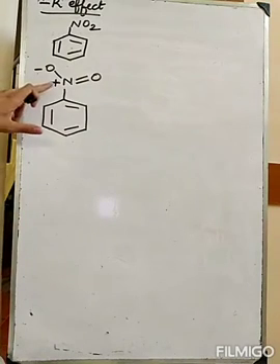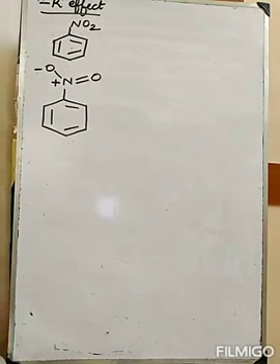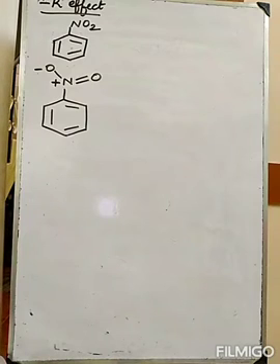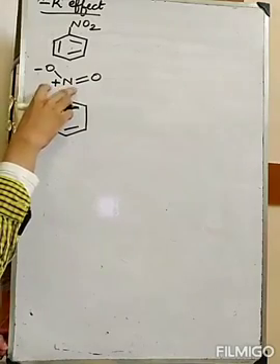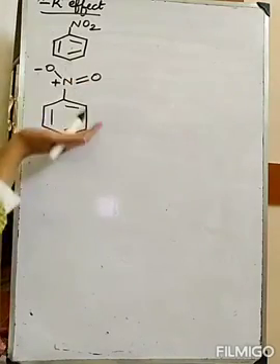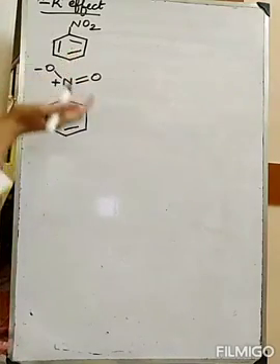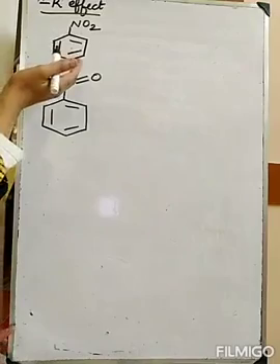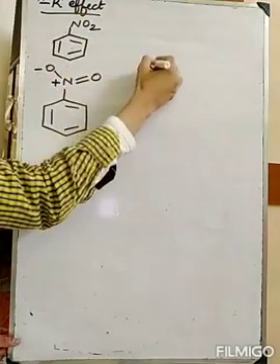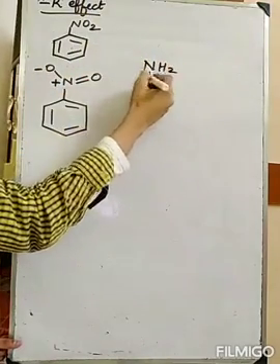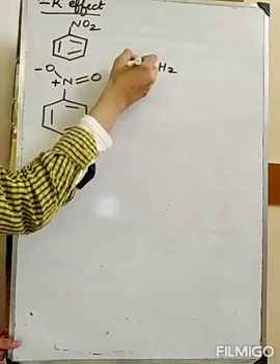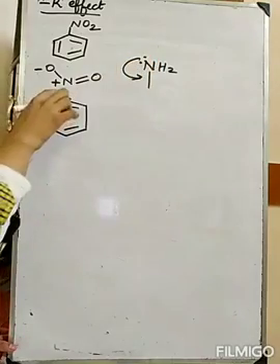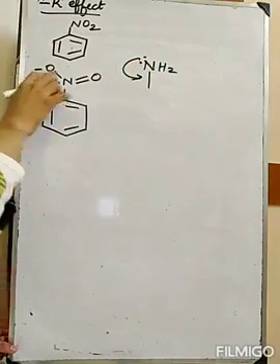Okay, since it is having positive charge, what will happen? It will attract the electron. So this nitro group is an electron attracting group. In the previous thing, what happened? This nitrogen donated the electron. Here it will attract the electron.